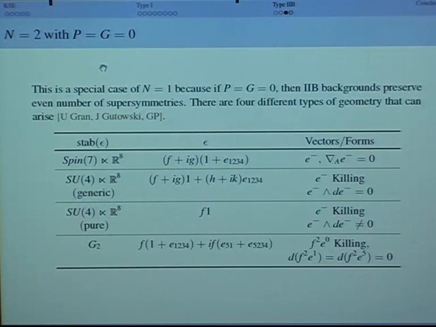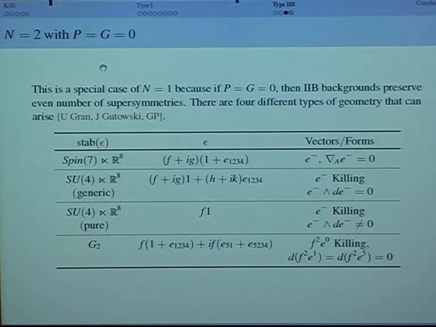There has been some recent interest in backgrounds for which the 3-form field strength and the 1-form field strength vanish. Now, these backgrounds automatically have N=2 supersymmetry, and one can go around trying to find what the generic geometries for these backgrounds are.